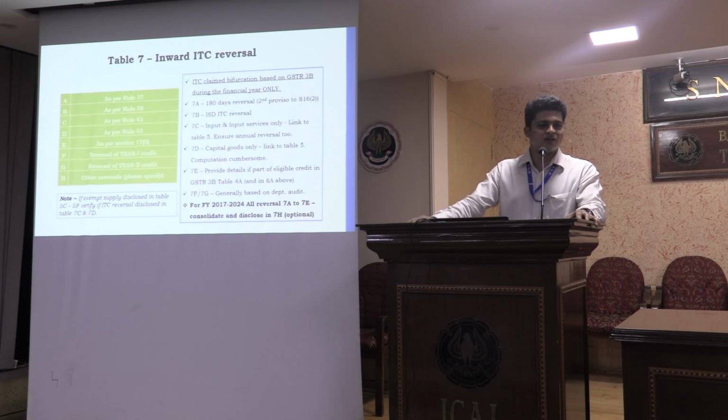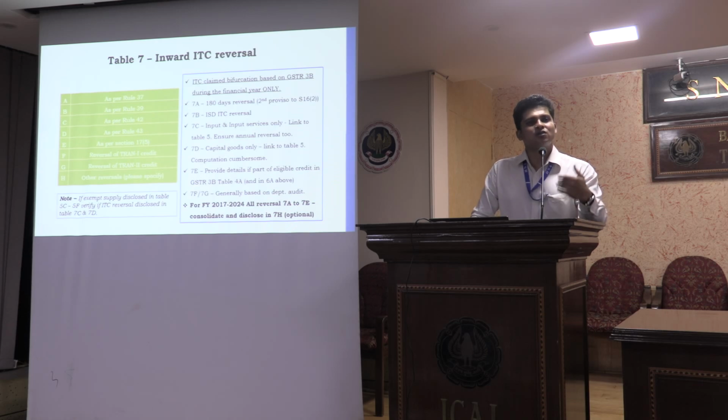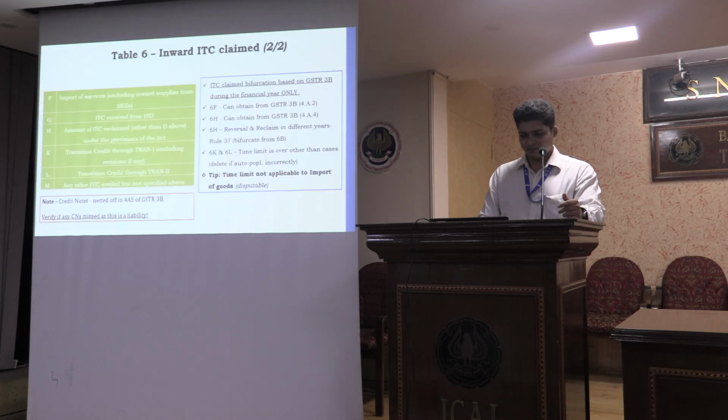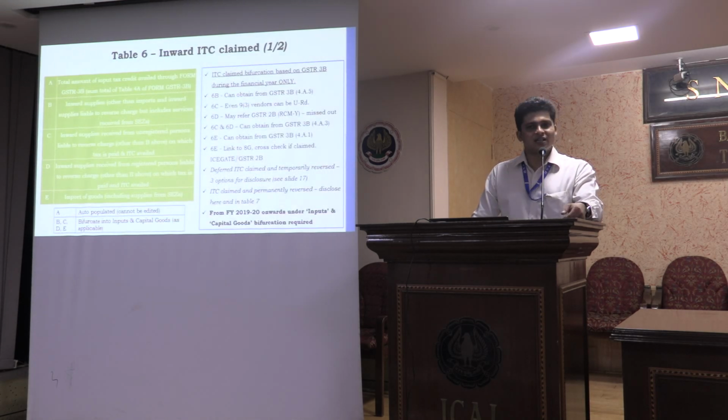The notice was raised in the system. So, we had to provide the documentation and the reply, and we also additionally said that import of goods, if you see in this table, table 6E, here import of goods matching concept is actually not required.